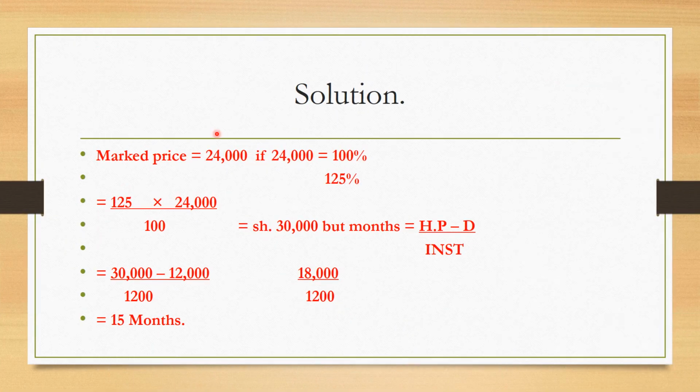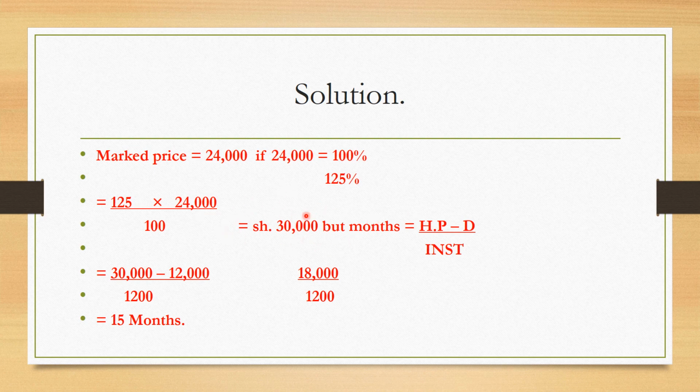Here, if you look at my workings, it is 24,000, which is my mark price. So that is equal to 100%. What about 125? So 125 times 24,000 over 100. These two zeros will cancel with these two zeros. Then 24 times 125 is 300. Then you have your two zeros. So it is 30,000, that is my hire purchase.